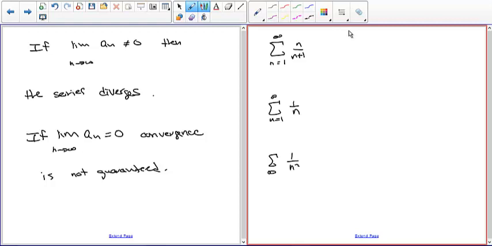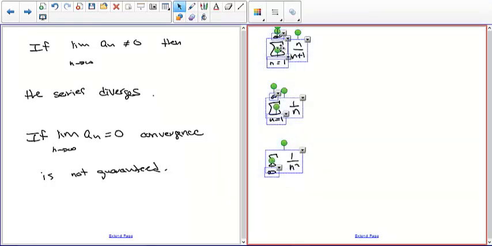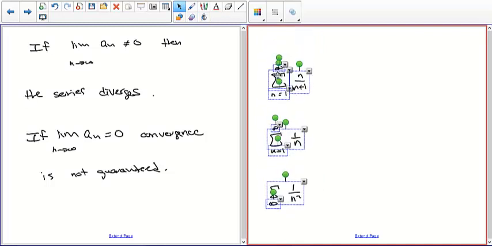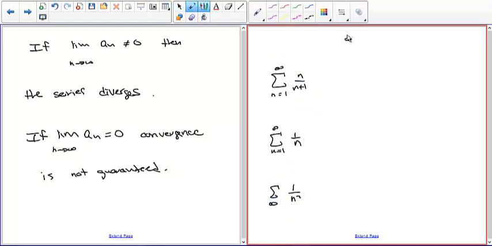So if we look at the question, I'm going to make a column here. Does the limit of a sub n as n approaches infinity equal 0? Does it converge? So the answer to the first one is no, because it equals 1.